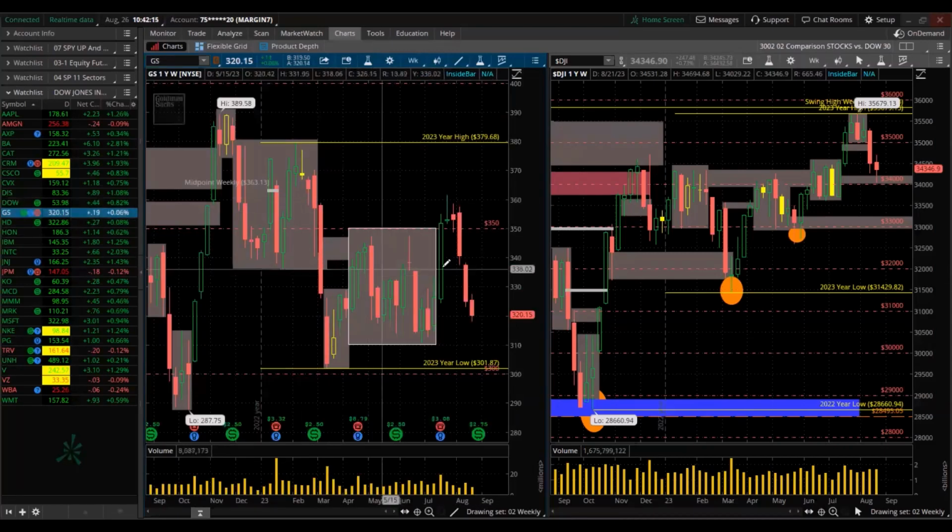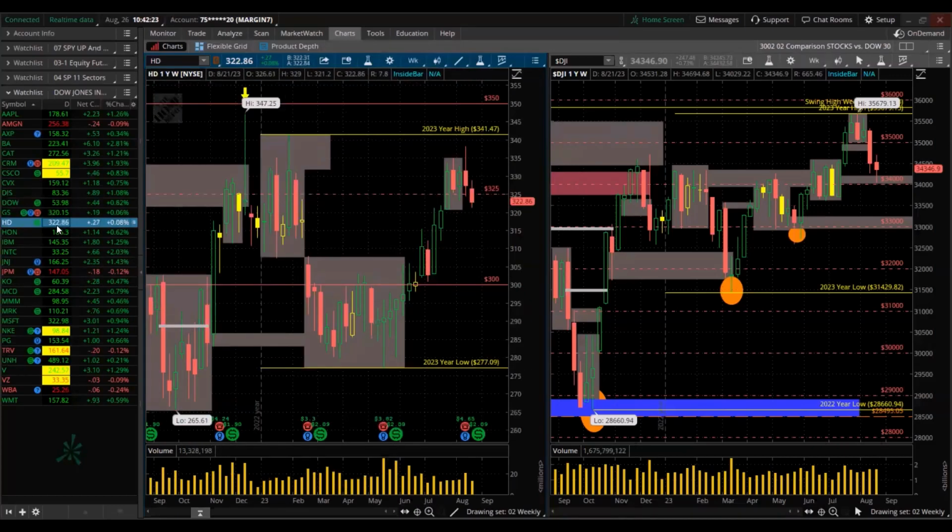Goldman Sachs. Graph here. Red, lower low, lower high. It's the high of the week. Here's the low of the week. HD, Home Depot, high of the week. Sorry, high of the year, low of the year. Yeah, red, lower low, lower high.